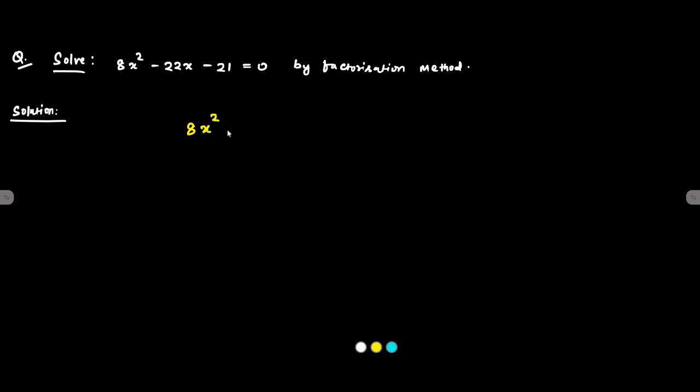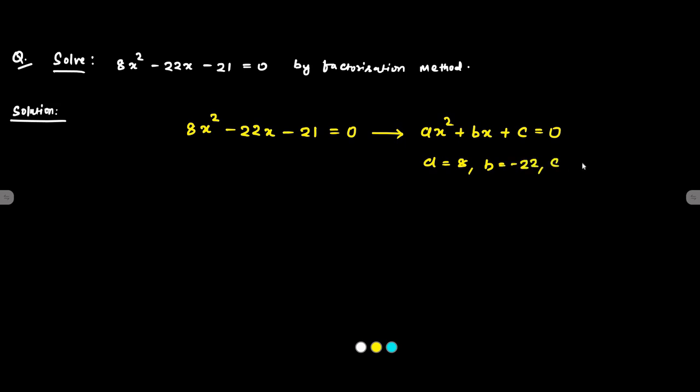8x² − 22x − 21 = 0. Comparing it with the standard format, which is ax² + bx + c = 0, a is equal to 8, b is equal to −22, c is equal to −21.